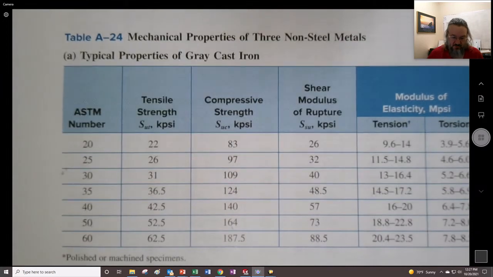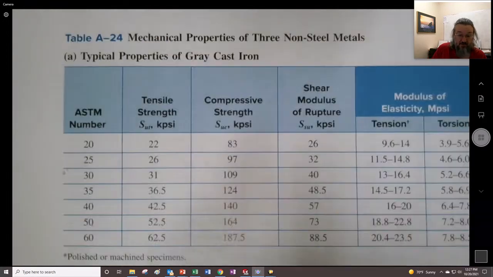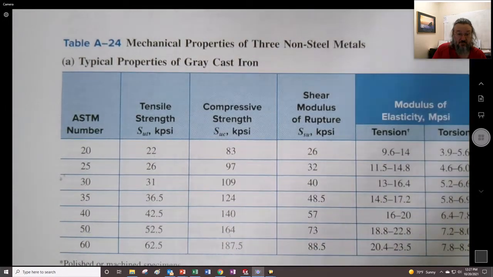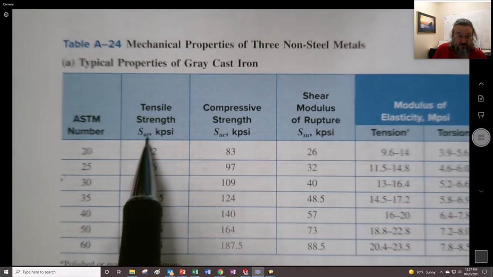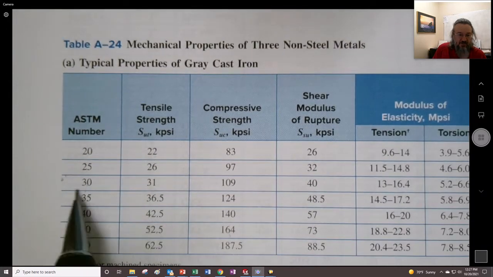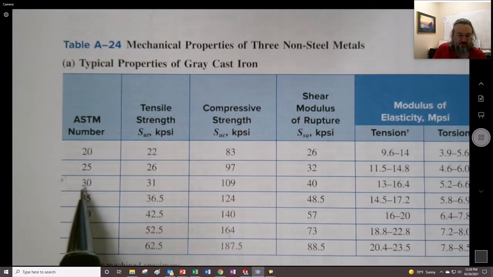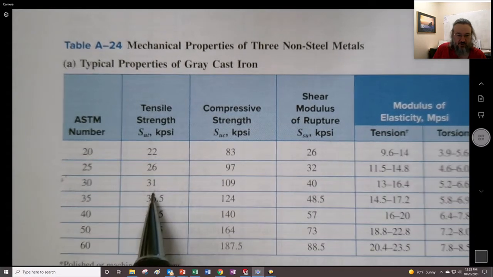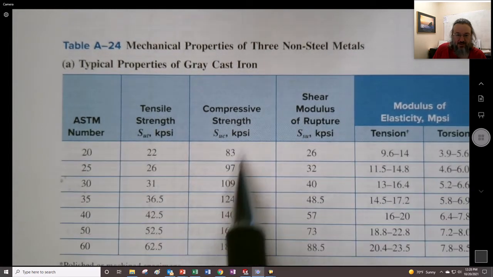And the problem says we're using ASTM 30. That's this one right here, which has a tensile strength, Sut, of 31. They're named for it. They're very close to being this, but you should use the correct value. That's the tensile strength. And then 109 for compression, so it's more than three times as strong.